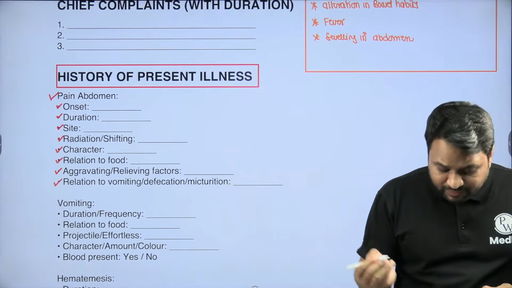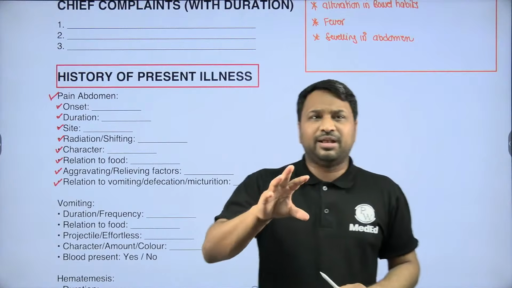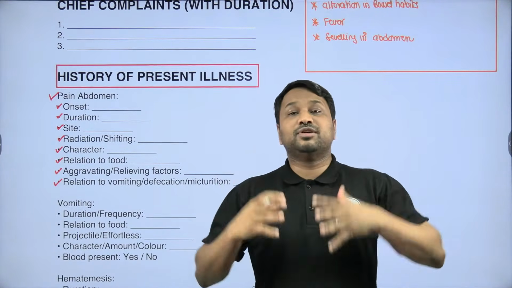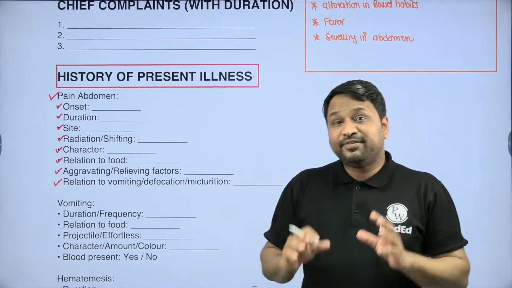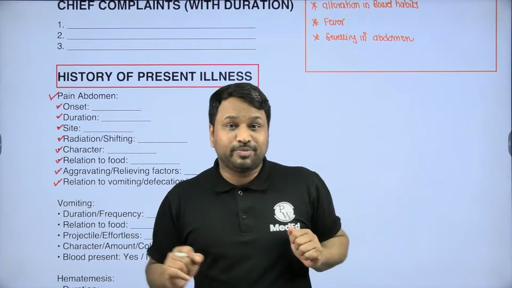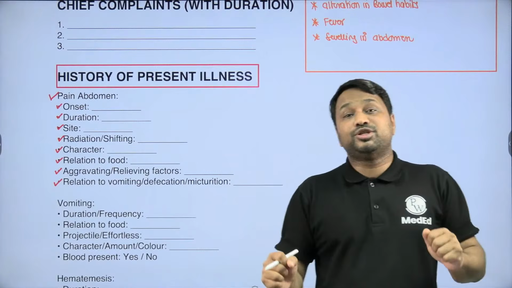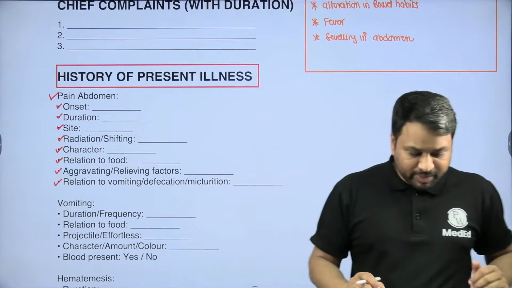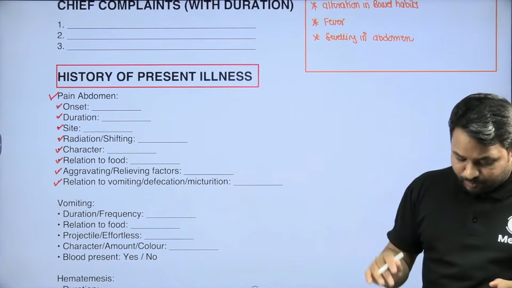Then on relieving, vomiting. So what is the character of the pain with respect to vomiting, defecation and micturition? If the pain relieves on vomiting, it is small bowel obstruction. If the pain relieves on defecating, it's a constipatory pain. If the pain relieves on micturating or aggravates on micturating, it can be cystitis, right? So these are the components which are going to be relieving and aggravating factors with respect to pain.